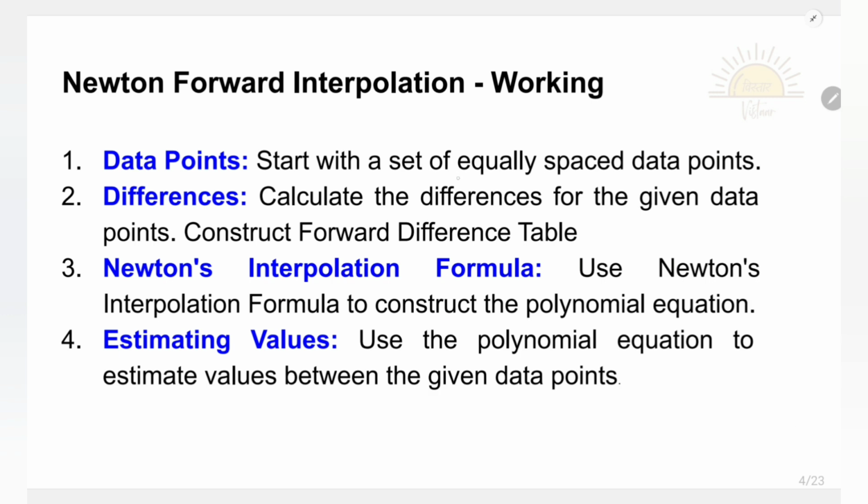We start with the equally spaced data points, or we may call them equidistant data points. These data points could represent measurements over time, distances along a path, or any kind of sequential data. Next, we calculate the differences for these data points. These differences are like the building blocks for constructing the polynomial equation. For this, we must understand the forward difference table.